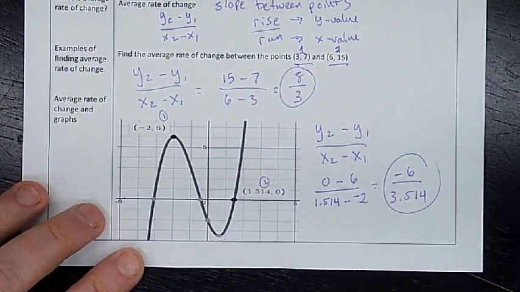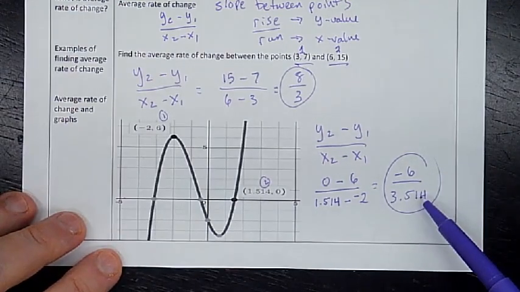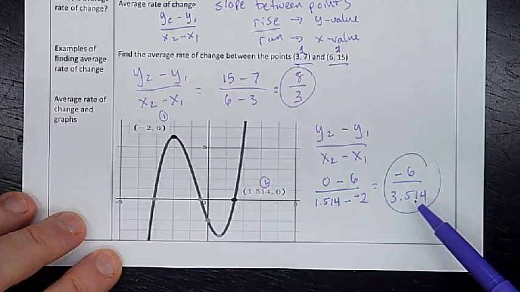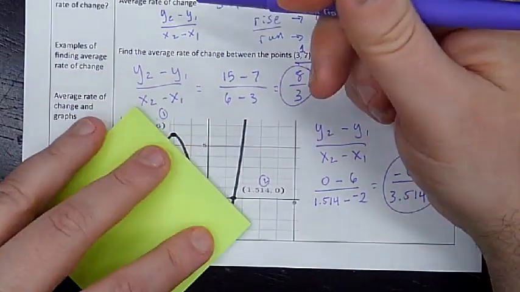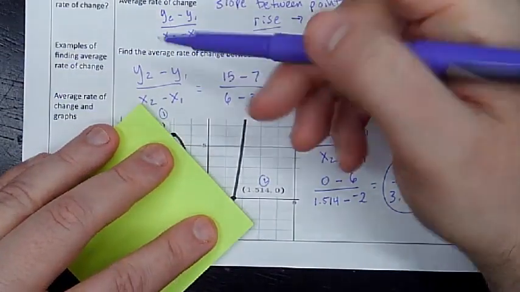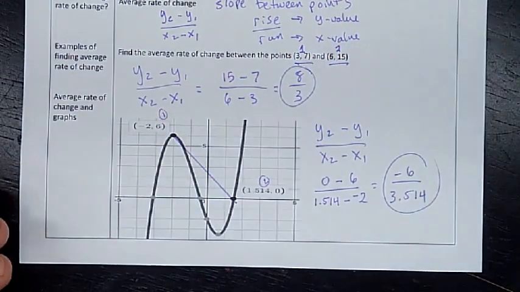Now, something to note. This is a negative divided by a positive, which would be negative. If it has a negative slope, then if I were to connect these two points, what I should see is a line that is decreasing, which I do.